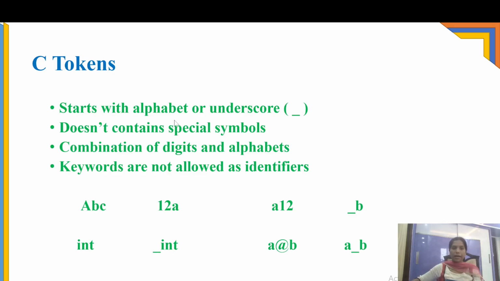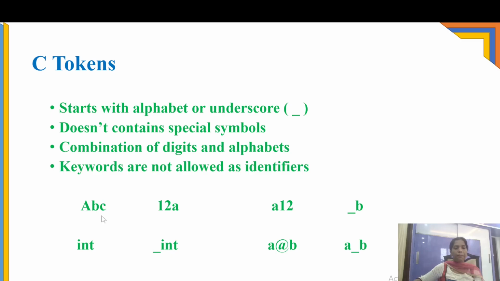There are some rules for how an identifier can be. The identifier can start with an alphabet or underscore. It cannot start with a digit. It doesn't contain special symbols; the only allowed special symbol is underscore. It should not contain any other special symbols. It can be a combination of digits and alphabets, which means it can be alphanumeric. Keywords are not allowed as identifiers. We have 32 keywords, and those cannot be used as identifier names because they already have predefined meaning, so we cannot use keywords as identifier or variable names. Let us explain this with some examples.